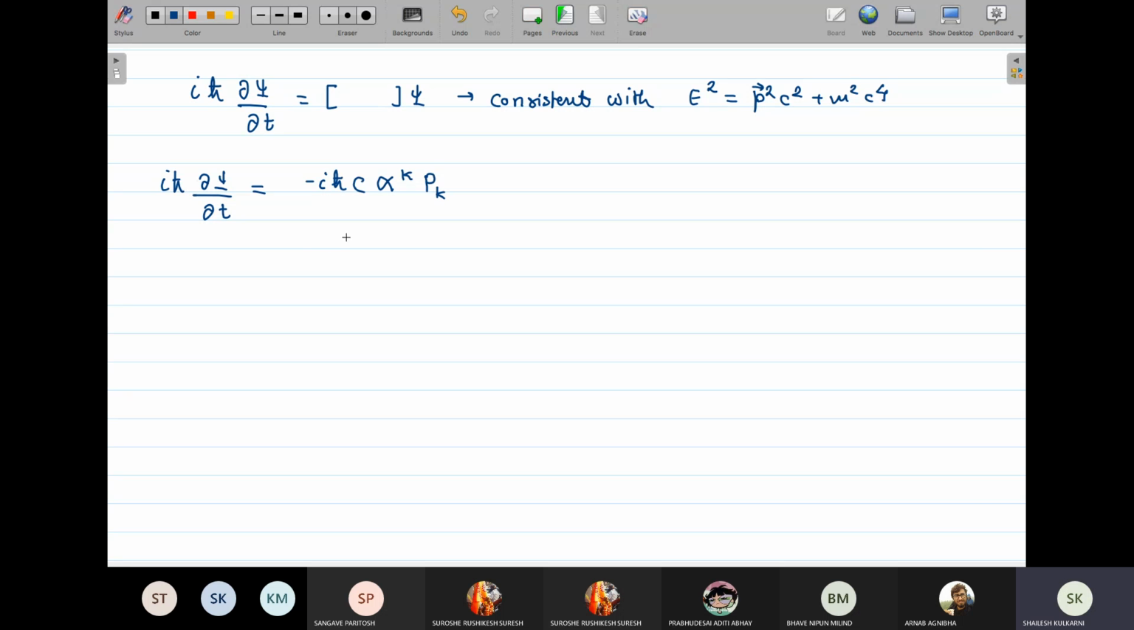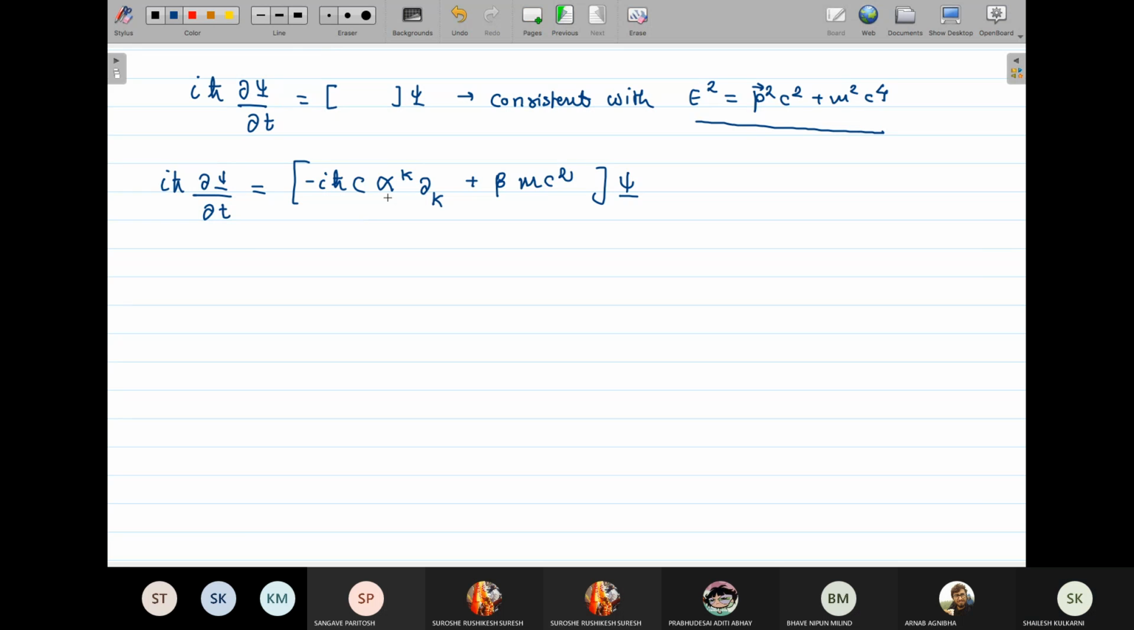p k. These are your momenta. Plus some beta m c square, and this will act on psi. So these alpha k's, later on it turns out that these alpha k's must not be just your usual numbers. If it is a usual number, then this condition is not satisfied. We will see that. So I am considering this form. Since I introduced this i h cross, I should not write this p k, so it should actually be partial.